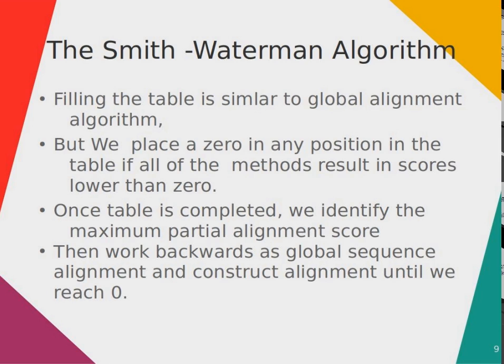So now let us understand how the Smith-Waterman algorithm can be used. Filling the table is similar to the global alignment algorithm, the Needleman approach, but we place a 0 in any position in the table if all of the methods result in scores lower than 0. Once the table is completed, we identify the maximum partial alignment score, then work backwards as in global sequence alignment and construct the alignment until we reach 0.